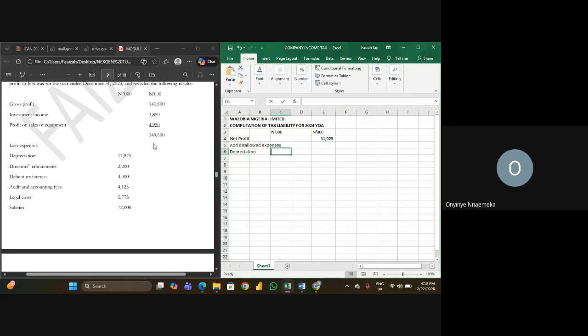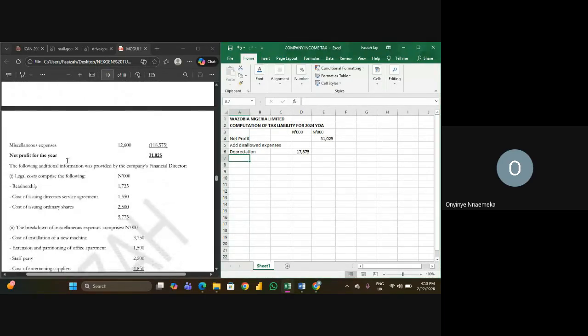How much is that? 70,875. So what else? We have directors' emoluments, debenture interest, audit fee, legal costs, salary, miscellaneous expenses. These things on the surface level, they are allowable expenditure. But if they have any information that we need to know, it will be given to us as additional information. So then we move to additional information.